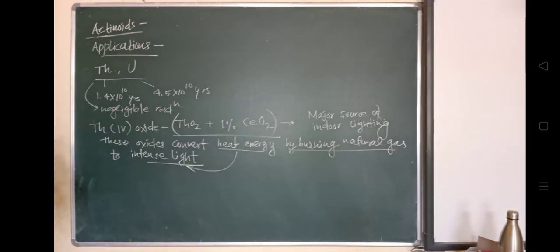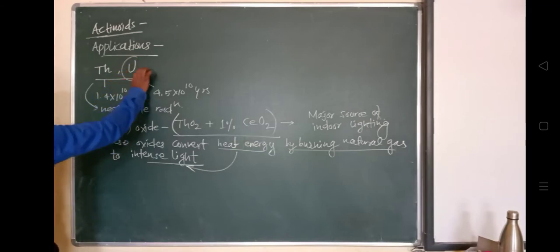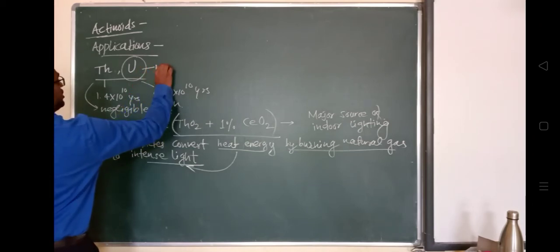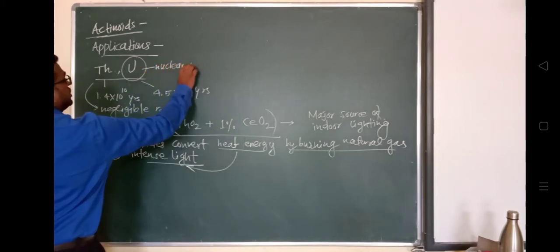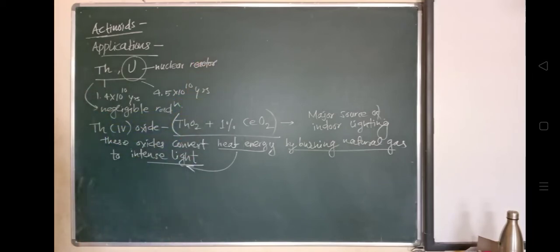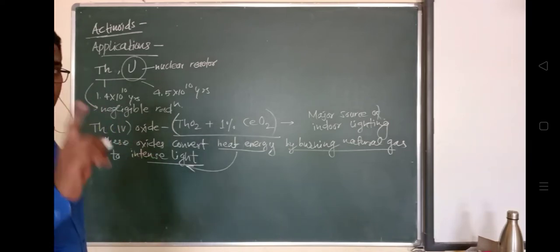Next, uranium, you know very well. You might have studied or heard about uranium. Uranium is an actinoid which is in great demand, and it is used in a nuclear reactor. This is another application of these actinoids. Mostly all actinoids are radioactive elements, and being radioactive, they can be used in nuclear reactors for the nuclear fission reaction.